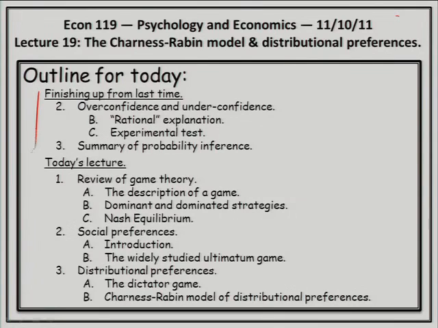Okay, so we're going to start out by finishing up this idea about overconfidence and this possibility that we might actually be able to explain something that is apparently quite irrational with a model that is perfectly rational. And then we'll start talking about social preferences, which is the main topic for the next 3 lectures. And in a move that may seem somewhat counterintuitive, we're going to start by reviewing game theory.